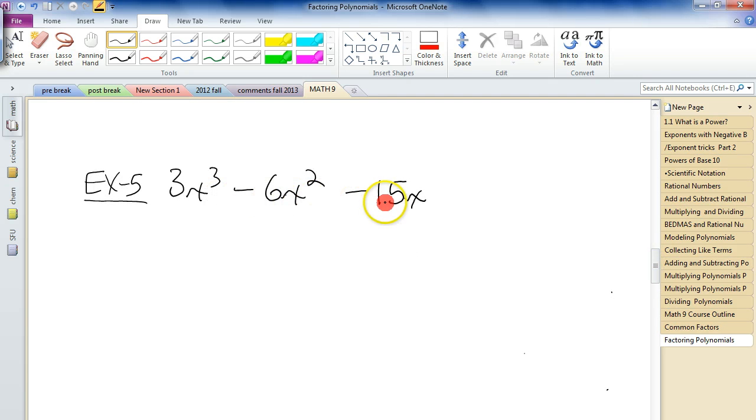3x cubed minus 6x squared minus 15. There's 3 terms here. No big deal. Don't freak out about it. What is a common factor with all these numbers? You can do it on the side and figure it out, or you can do it in your head and realize that 3 goes into all 3 numbers.